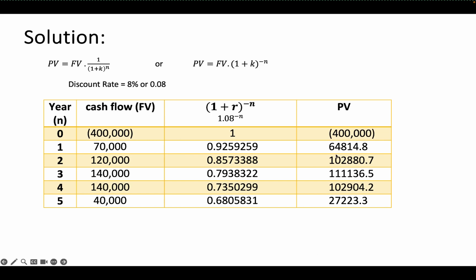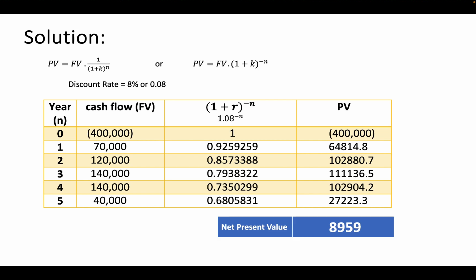So we'll add all our inflows, that is from year 1 to year 5, and then subtract our outflow, which is the 400,000 for year 0. That will give us our net present value. And the net present value in this case is 8,959.